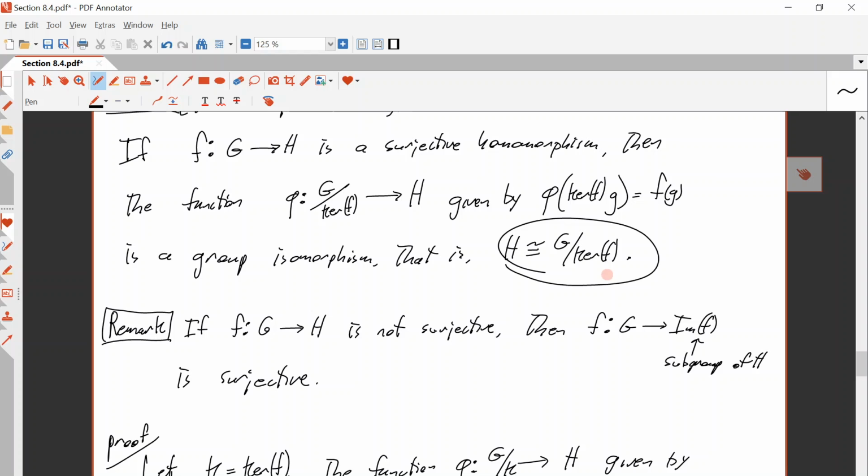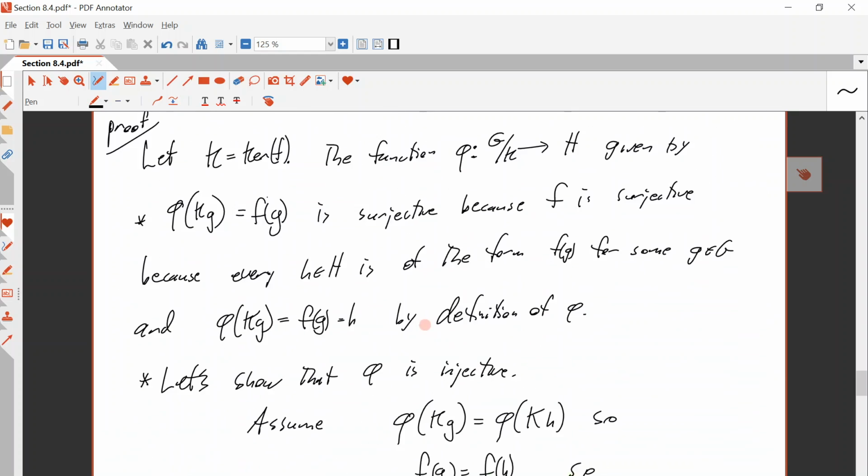Kernels are normal subgroups, and every homomorphism gives you a normal subgroup, which is the kernel. And every normal subgroup gives you a homomorphism whose kernel is that normal subgroup. So it's just a question of determining what are the normal subgroups of G, or Q8 in this example. What are the normal subgroups of Q8, and what are the possibilities for H?